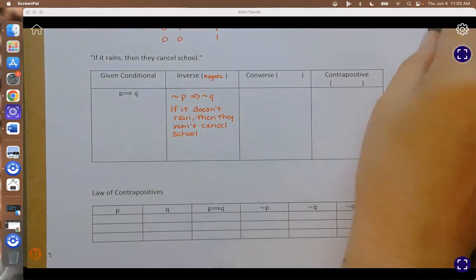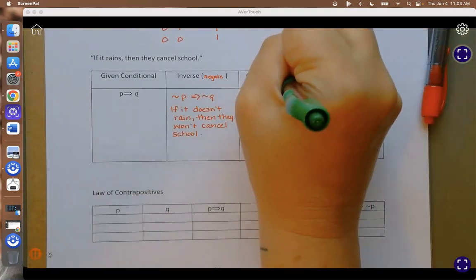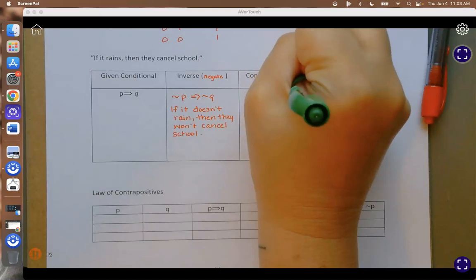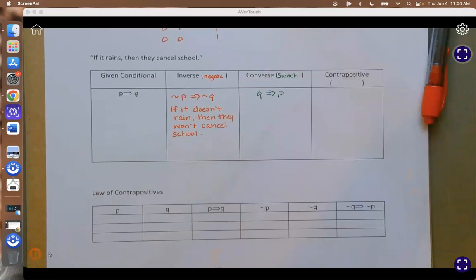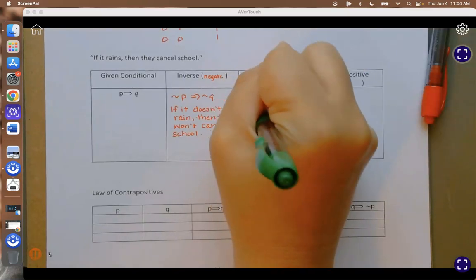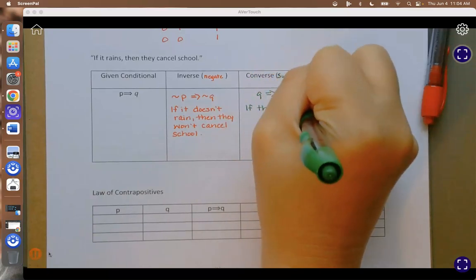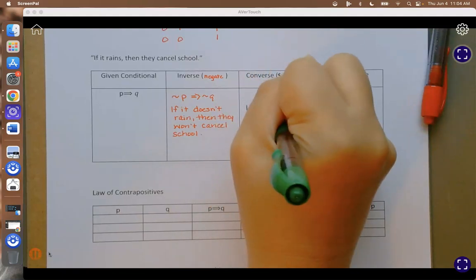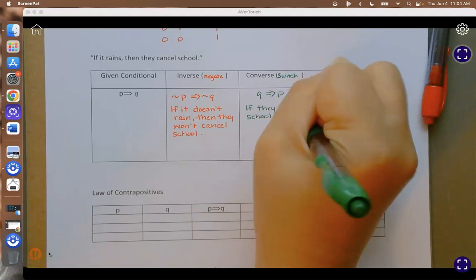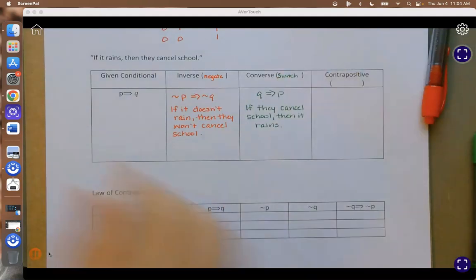All right. Next, converse. Converse means to switch the order. So that just means that Q implies P. So you're just switching them. So you go, if they cancel school, then it rains. Okay?